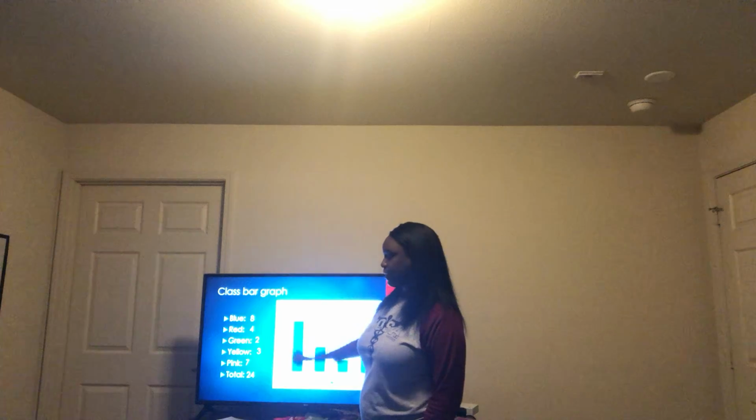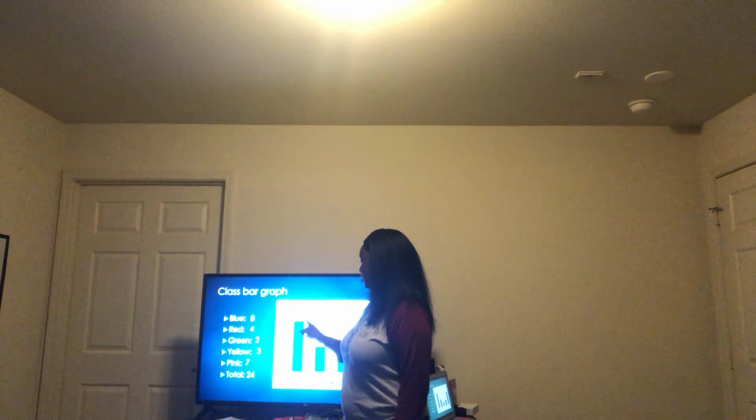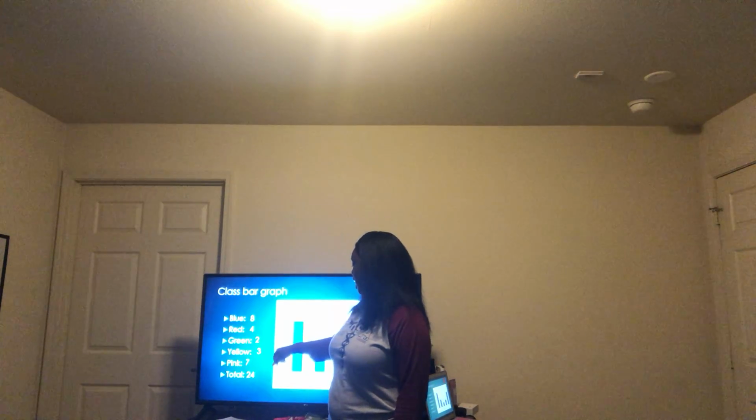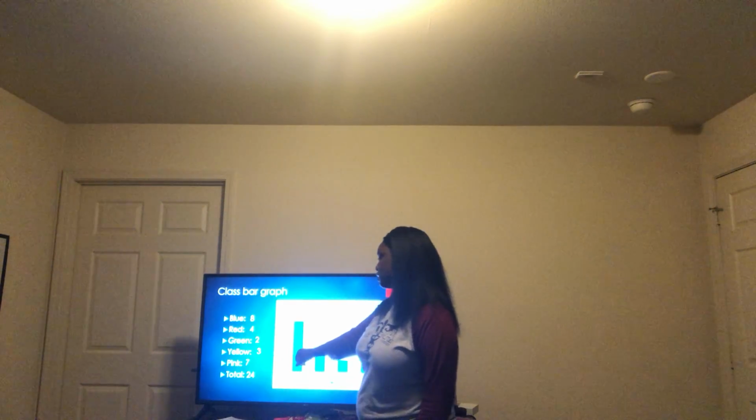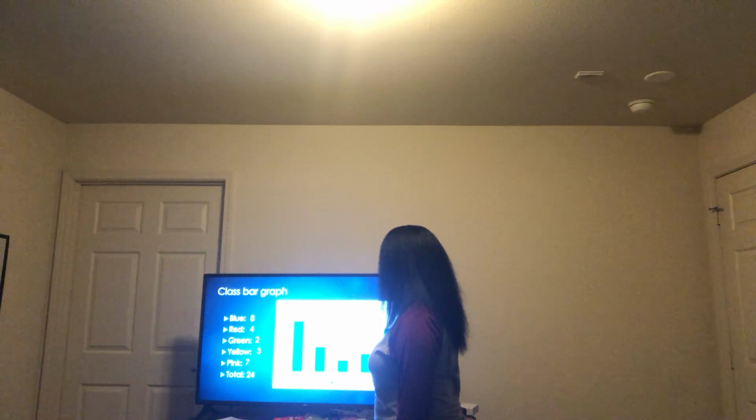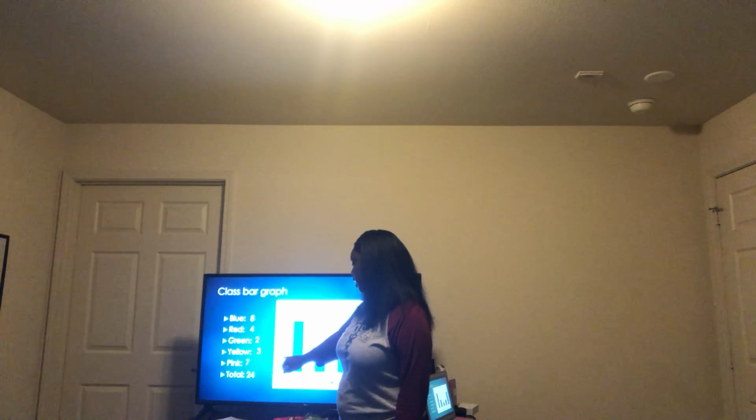So we can go by starting with blue because that's our first value that we had. I had 8. So right here, as you see at the line, we have 8 students. And then we had red was 4, so we have it right here on your 4 line, you see. Green is 2, so once again, it falls right at your interval mark at 2. And then we have 3, right?